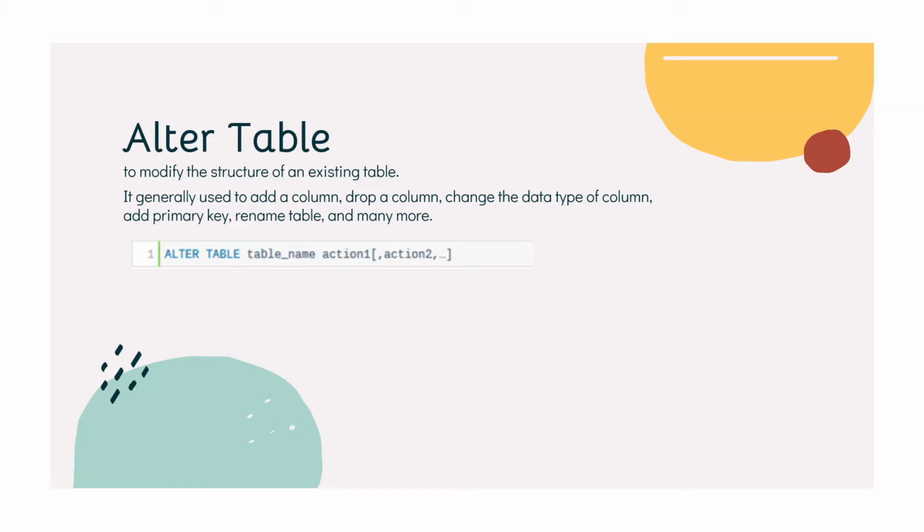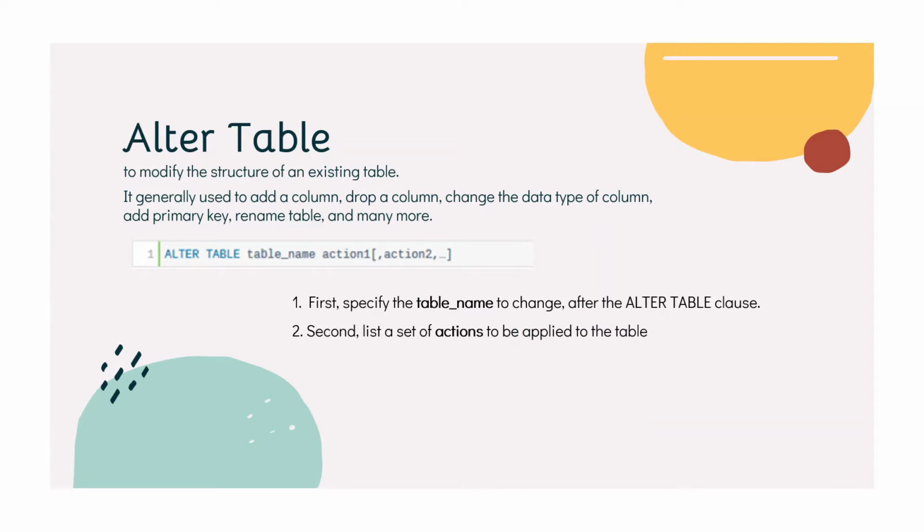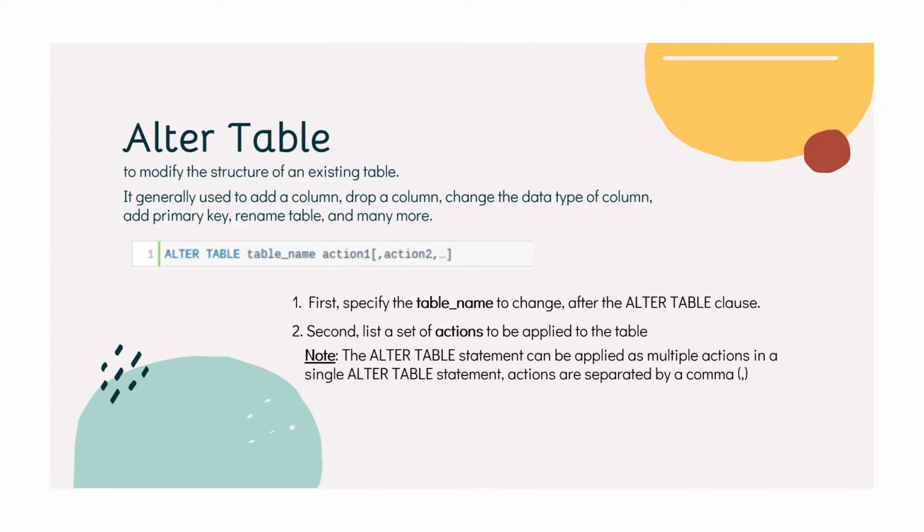To change the structure of an existing table, first we need to specify the table name to change after the alter table clause. The second is to list a set of actions to be applied to the table. An action can be anything, such as adding a new column, adding a primary key, or renaming a table. Note that the alter table statement can apply multiple actions in a single statement, and these actions are separated by commas.